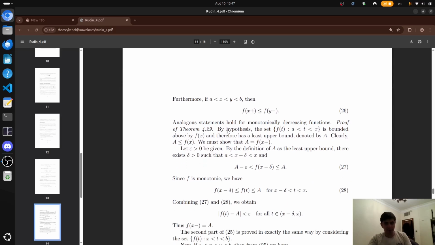So now we have the proof. By hypothesis, the set of f(t), a less than t less than x, is bounded above by f(x), and therefore has a least upper bound denoted by A. Clearly, A is less than or equal to f(x). We must show that A is equal to f(x-).